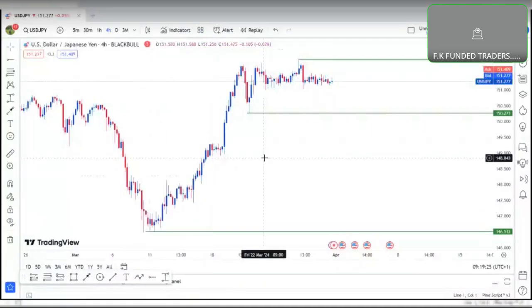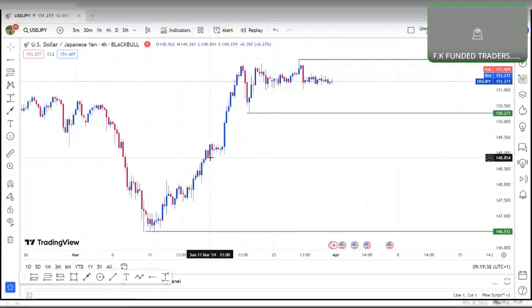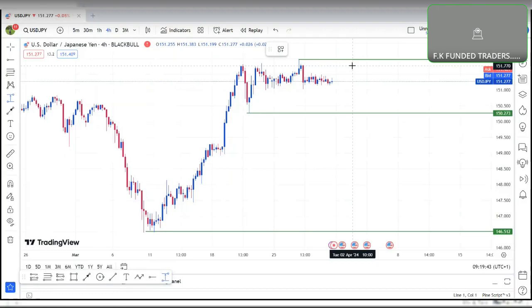So we are back. Now we're having this range, and I've marked this one depending on the rejection. Now I'm going to mark where I expect the move to be, and it should also depend on the rejection as well. So you can put other lines from there, or you can ignore it. You first wait for the market to move first.